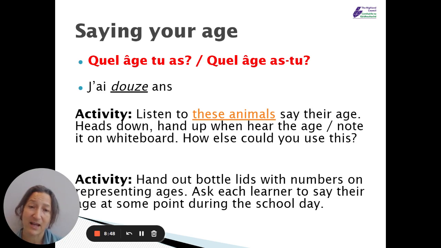So heads down, hands up. So that idea of just focusing on key words. So they put their hand up when they hear the word. And you could do that with anything, with a song or a listening excerpt, a text of some description. Bottle lids are really good. So getting the children to write numbers on bottle lids, and that they could pretend that was their age, and they would then have to say that, whatever number it is.